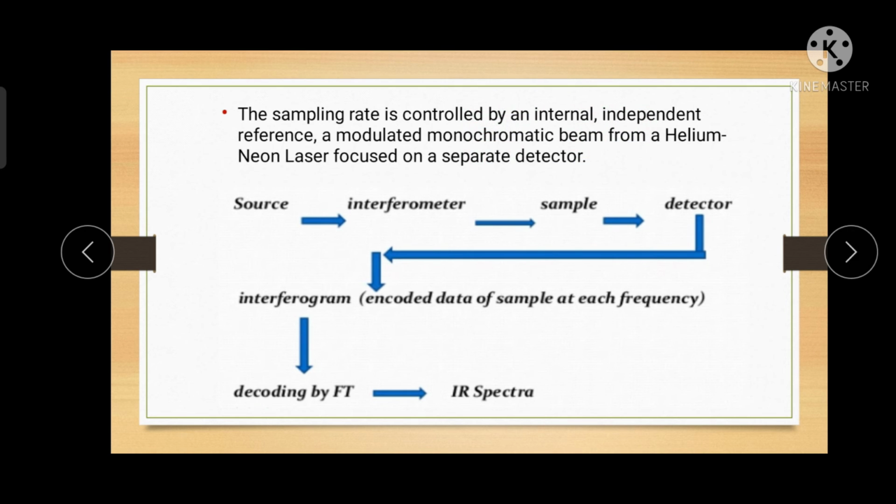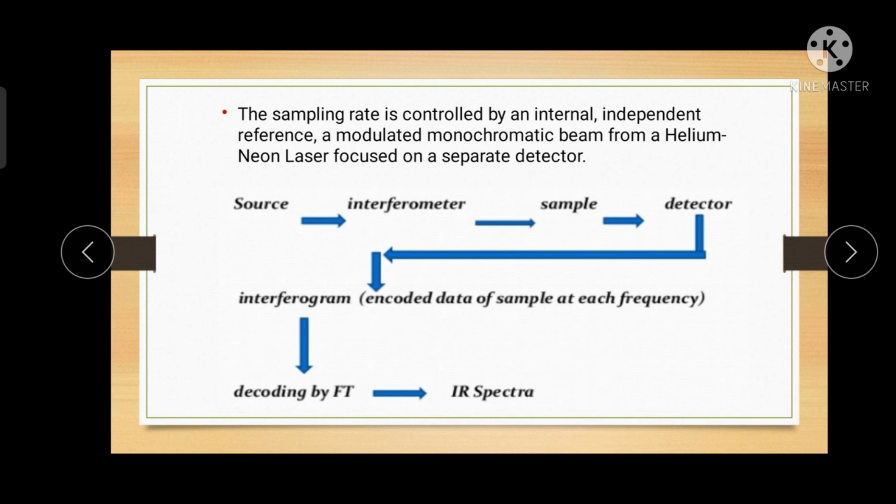Now in short, here we can draw the tree diagram. Here is a source, that is an IR radiation source. After that there is an interferometer, that is a Michelson interferometer, and the signal from the Michelson interferometer is given to the sample, and there is an interaction between the sample and the signals. So here we get another new type of signal, and these signals are again detected by the detector, and the detector detects all those signals and produces the interferogram.